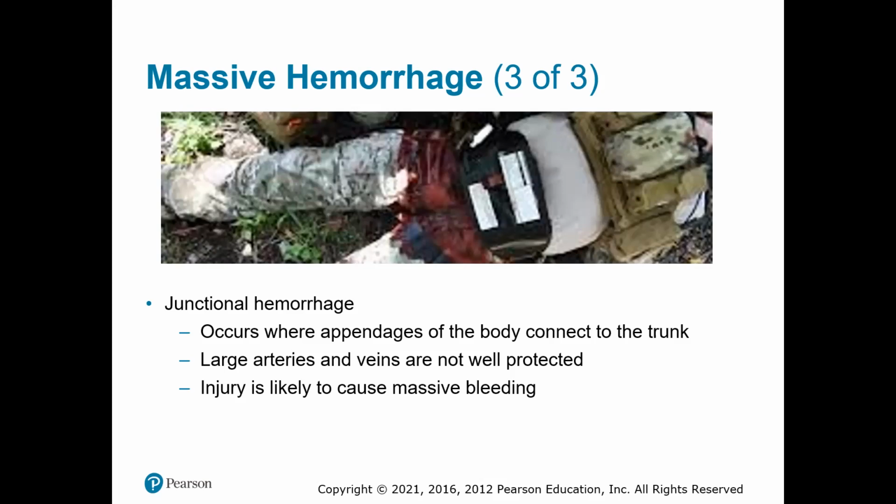Junctional hemorrhage. The appendages of the body connect to the trunk there. You can see the legs on this individual, military person. Those arteries and veins that flow through there are not very well protected, so blunt force or a direct injury is likely to cause them to bleed massively. Those are going to be tough sites to stop bleeding.